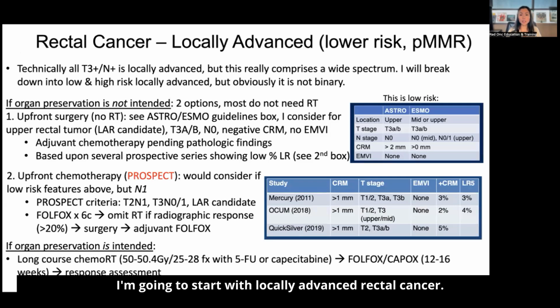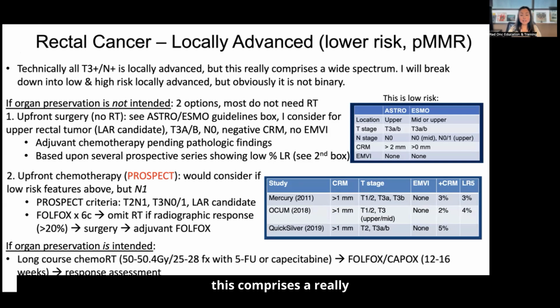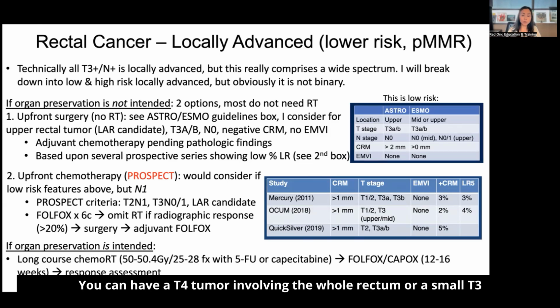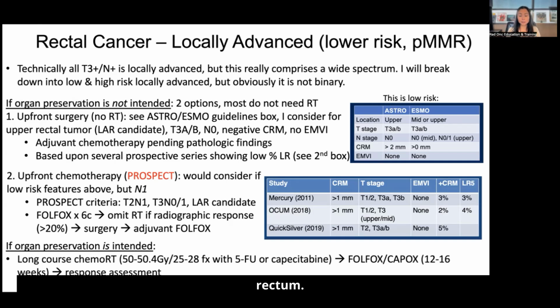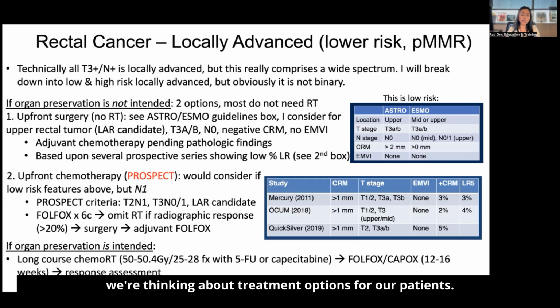I'm going to start with locally advanced rectal cancer. These are all mismatch repair proficient tumors. So technically, all T3 node positive is termed locally advanced, but really this comprises a really wide spectrum. You can have a T4 tumor involving the whole rectum or a small T3 involving just the upper rectum. So it's really a wide spectrum. For the purposes of this presentation, I'm going to break it down to low versus high risk, but obviously it's not binary, and we need to be a little bit more nuanced when we're thinking about treatment options for our patients. So let's start with low risk.